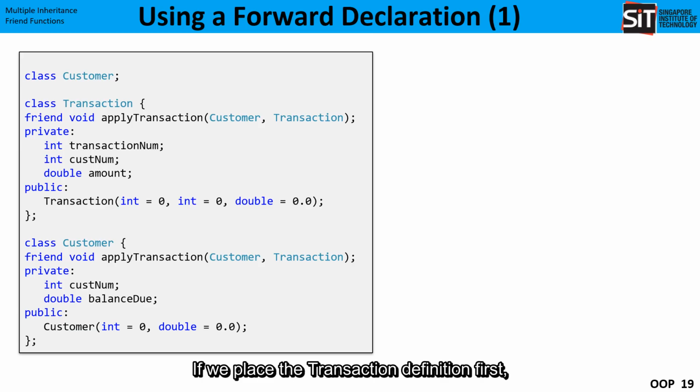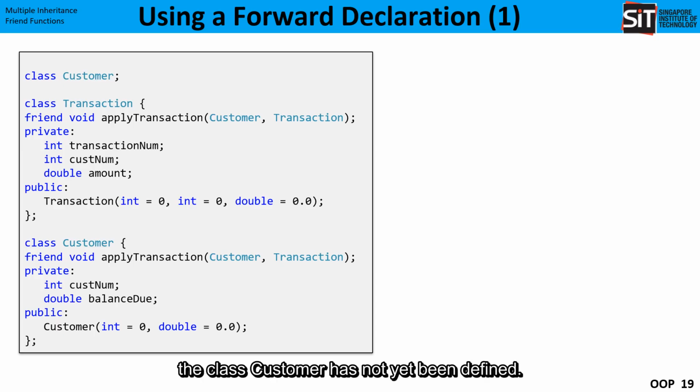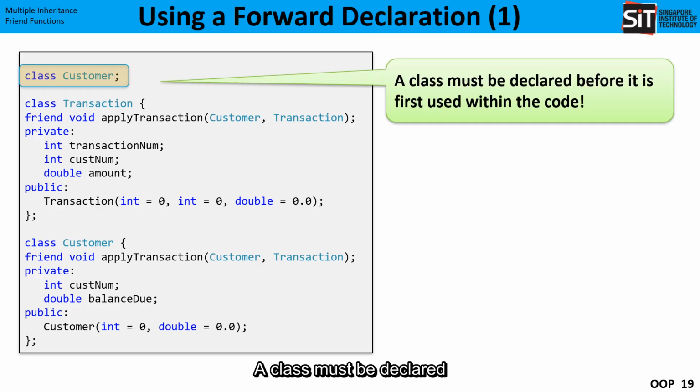If we place the transaction definition first, and then declare the applied transaction friend function within the transaction definition, the class customer has not yet been defined. Either way, one of the class definitions makes reference to an undefined class. A class must be declared before it is first used within the code. This informs the compiler that there is a class customer declared earlier, so it should not raise an error.